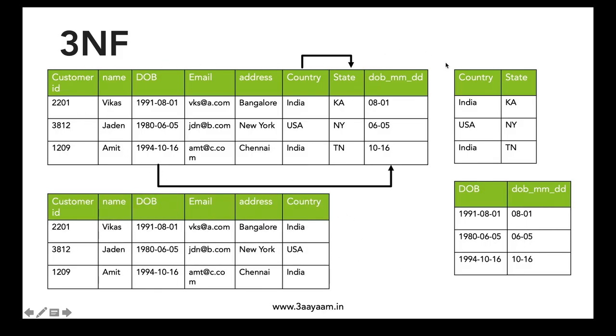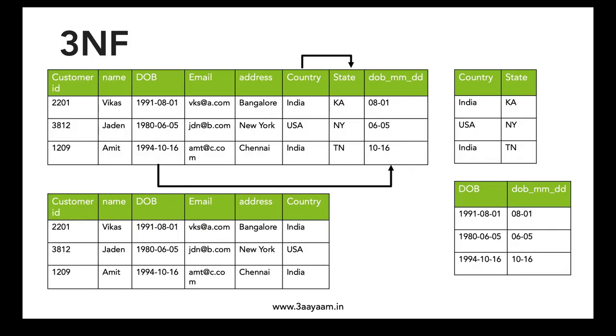Now we have broken down this table into 3 different tables. Here country and state would be the primary key. And here date of birth and date of birth MMDD would be the primary key. Here we have customer ID as the primary key. And if we go over these columns, the non-key attributes or non-key columns, in this table none of them are dependent on any other non-key attribute. Here also in this particular table, they are not dependent on any non-key attribute. Same is the case here. So now these 3 tables are also in third normal form.